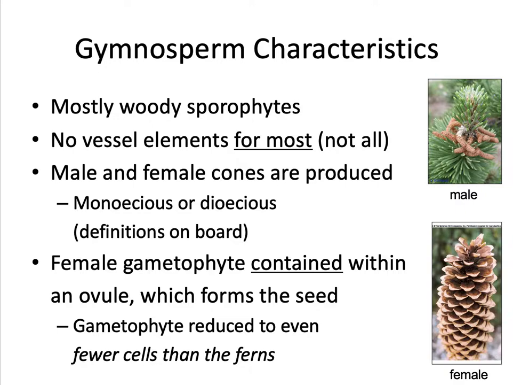On the other hand, dioecious, the root word dio means two. That means we have one single plant that only has male cones and another single individual plant that only has female cones. Now, in either case, the female cones are going to produce the female gametophyte, and that is contained inside of the ovule, which forms the seeds. The gametophyte in the gymnosperms is reduced to even fewer cells than the ferns.